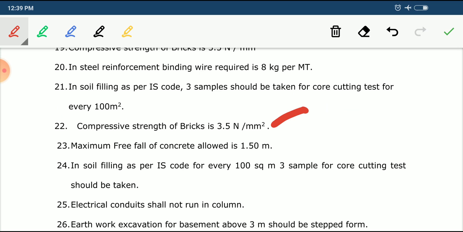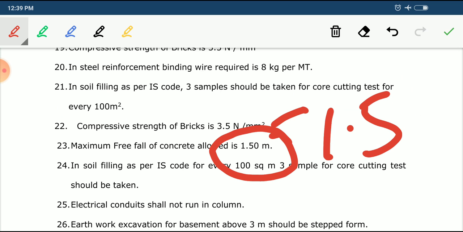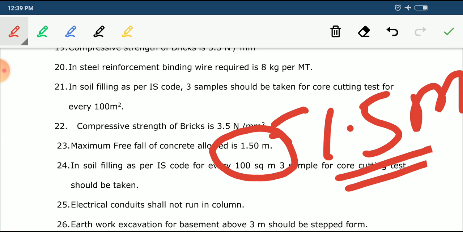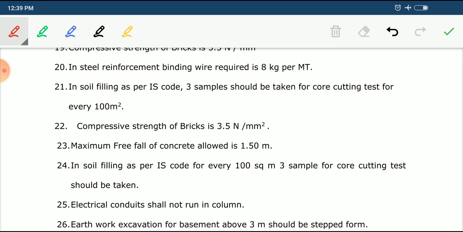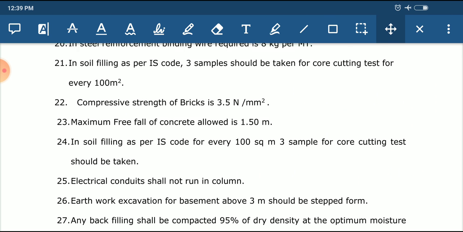Maximum free fall of concrete is allowed from a height of 1.5 meter. Maximum height, you should not throw the concrete from more than 1.5 meter. If soil filling as per IS code, for every 100 square meter, core cutting samples should be taken. Just now we discussed.